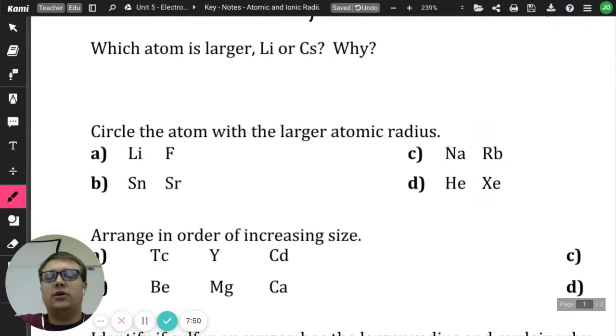Circle the atom with a larger atomic radius. So which one's larger, which one's smaller? I've got lithium and I've got fluorine. Lithium's on the left, fluorine's on the right of the periodic table. They are on the same energy level. Okay, so since they're on the same energy level, we compare left to right horizontally. We know that lithium is going to be larger than fluorine because it's got fewer protons, which means it's got a smaller Zeff, a weaker Zeff, a weaker effective nuclear charge. Okay?